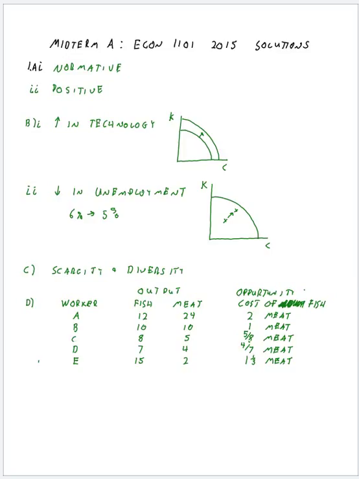So in order to be producing efficiently, we want that worker who's producing fish to have the lowest opportunity cost of producing fish. So over in this column, I've calculated the opportunity costs. So if worker A can produce 12 fish or 24 meat, then the opportunity cost of producing a fish is 24 divided by 12, or 2 meat. And so continuing down along that logic, we see that worker D has the lowest opportunity cost of producing fish. And so therefore, worker D should be the worker who produces the fish.